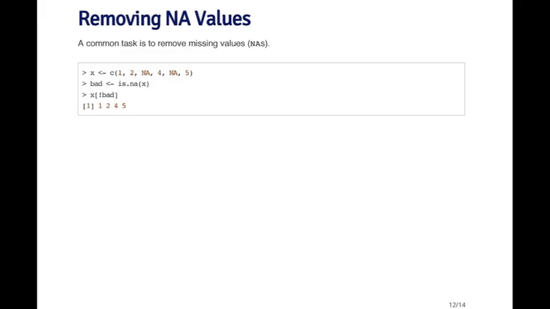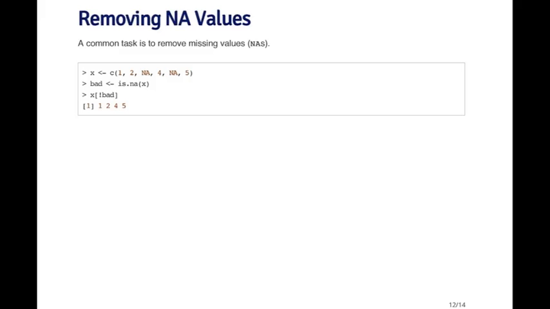This is a very simple example which has the numbers 1, 2, and 4, and 5, but then there are missing elements, NA, in the third position and in the fifth position. So what I want to do is get a vector back that's just 1, 2, 4, 5, the non-missing values, and I want to strip out the missing values so I can maybe do some computation.